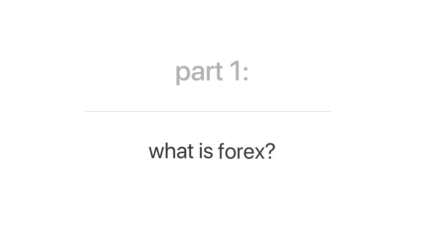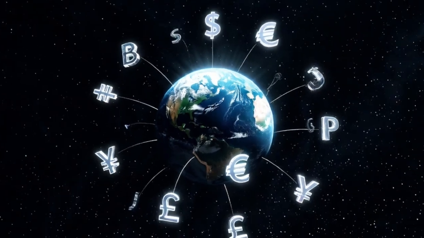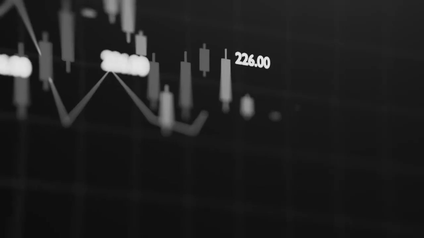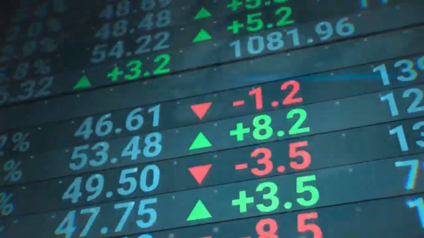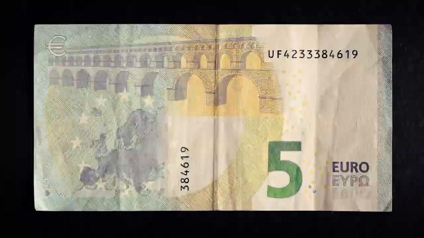So let's start with Forex. Forex stands for foreign exchange, and it is the global marketplace where currencies are exchanged. Every time an international trade happens, every time money moves between countries, currencies are exchanged, and that constant exchange creates the world's largest financial market. There's more than $7 trillion traded every single day in the Forex market.